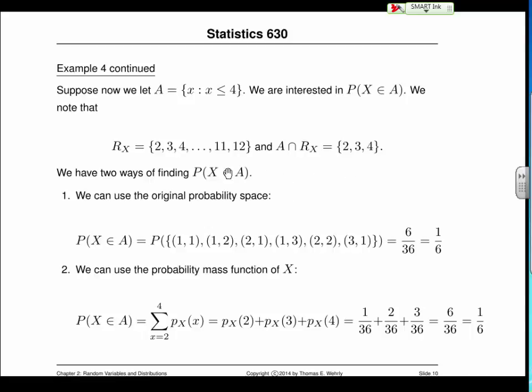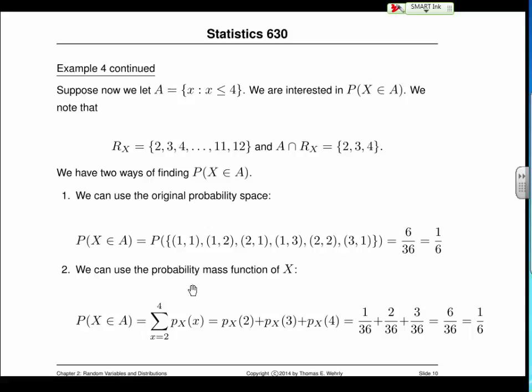Now there are a couple ways we could do this. If we go back to the original probability space, we enumerate all the outcomes that result in 2, 3, or 4. So we have (1,1) gives us 2; (1,2) and (2,1) give us 3; (1,3), (2,2), and (3,1) give us a 4. So there's 6 of those outcomes, so we get probability 1/6.